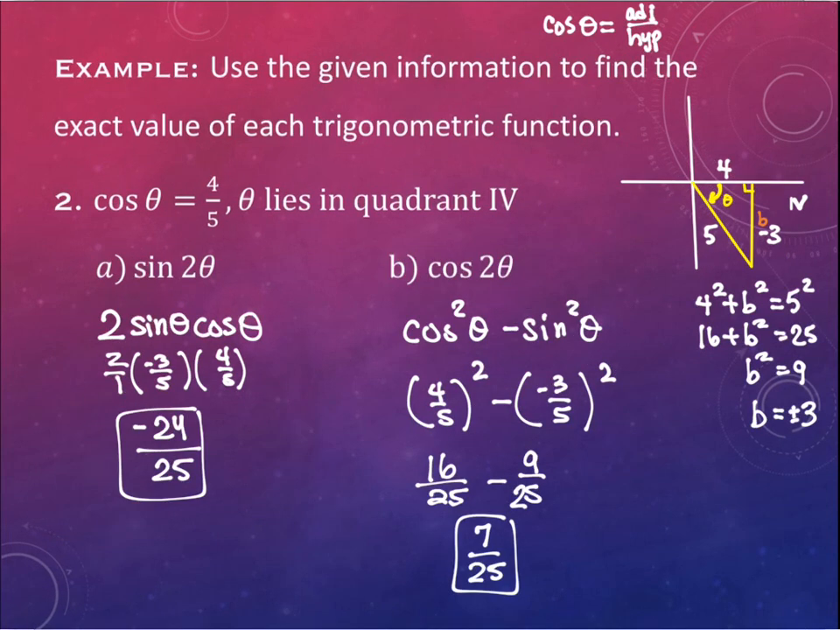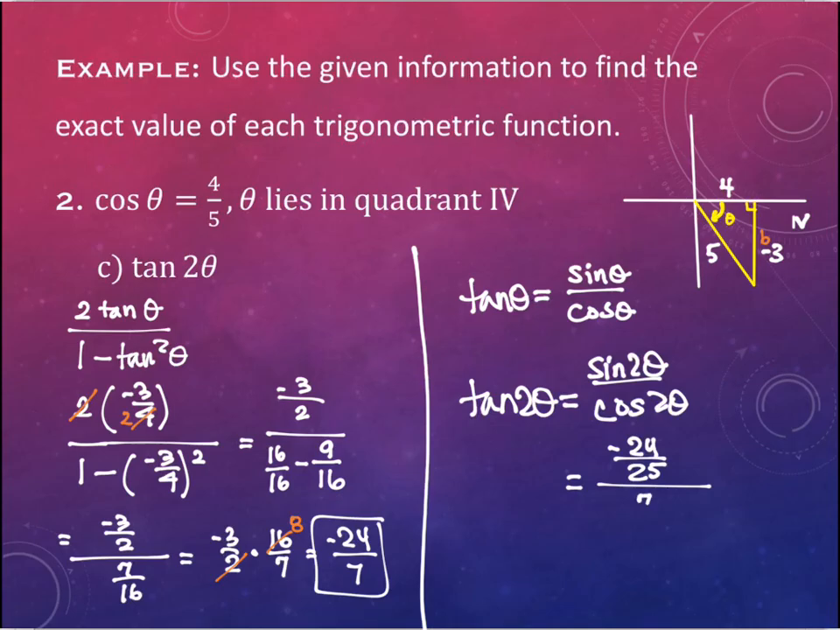And my cosine is 7 over 25. Y'all good with that? And what would I have to do? This is the same thing we did before. We'd have to flip them, right? So if I rewrite this by taking the denominator and flipping it, it'd be 25 over 7. And what happens to my 25s? They're going to cancel out. So it's going to leave me with the -24 over 7.